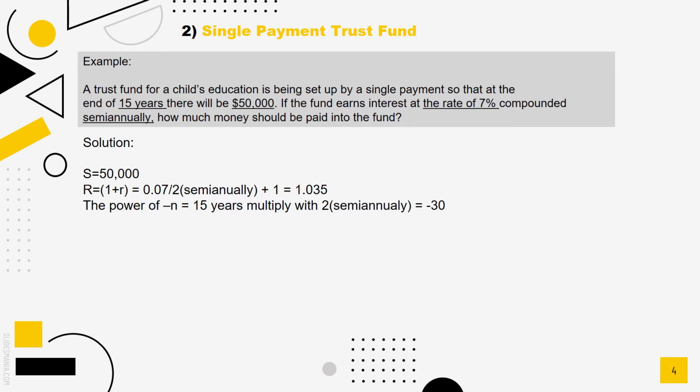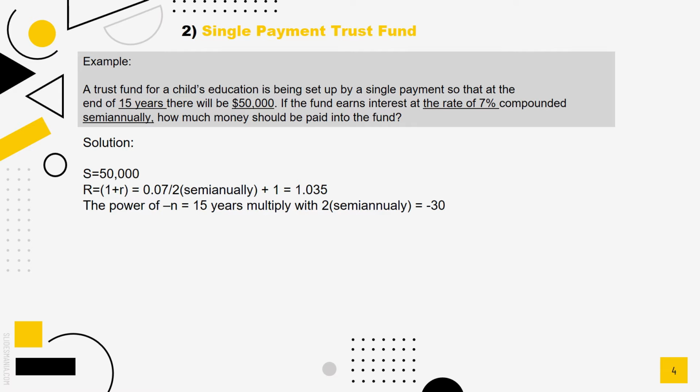So the power of negative n's, to get the value of the interest periods, right? 15 years, you should multiply by 2. Why? Because the compound interest is semiannually, and you get negative 30.